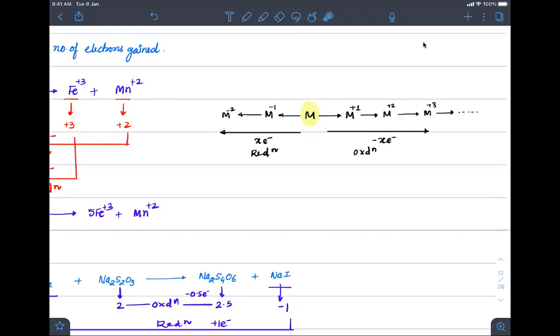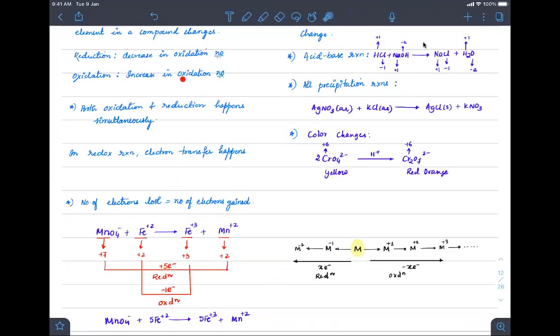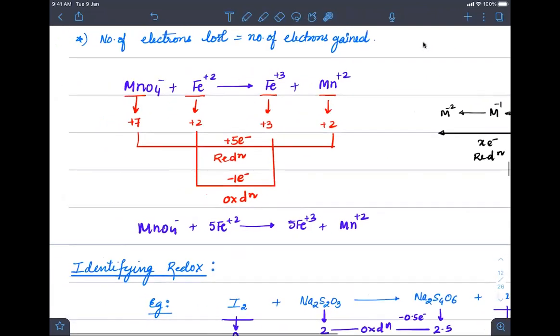Clear? So when M undergoes oxidation, the numerical value is increasing. If M is undergoing reduction, the numerical value decreases and goes towards the negative scale. And this is exactly what happens in a redox reaction. Electrons keep transferring either by losing or by gaining. Let me show you with an example.